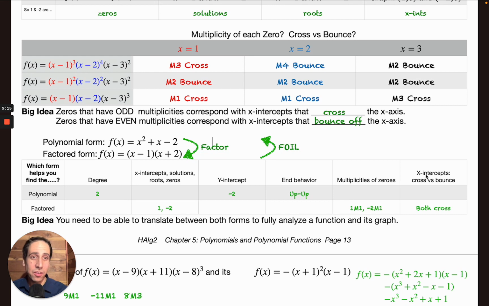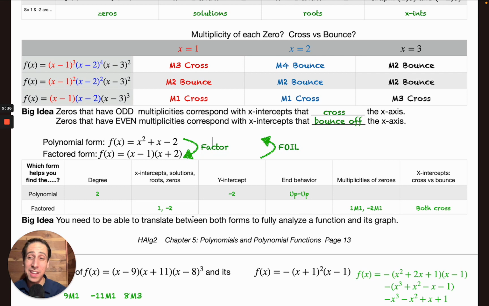If you want to find the x-intercepts and whether or not they cross or bounce, you can see here they both cross because they both have an odd multiplicity. This factor has an odd multiplicity. This factor has an odd multiplicity of 1. So therefore, they're both going to cross. You can't find that very easily in polynomial form, but you can see it easily in factored form.